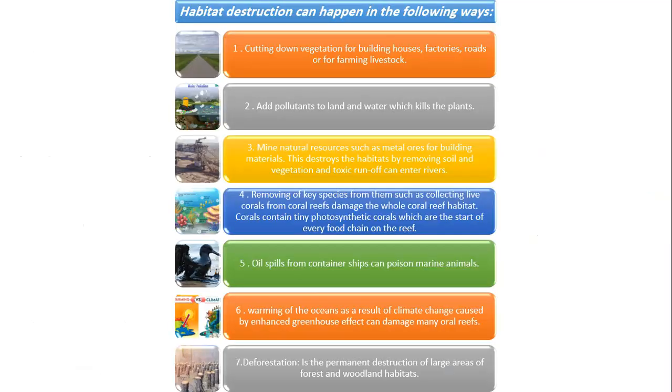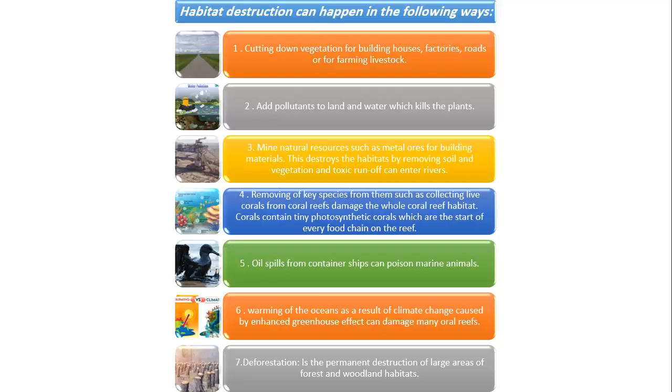Okay, what are the different things that cause habitat destruction? How does it happen? First, when we cut vegetation for building, making factories, making roads, or even for farming or livestock, we destroy the habitat for many animals and populations. Also, when we add pollutants to the land and water, this kills plants and animals in this land or water.